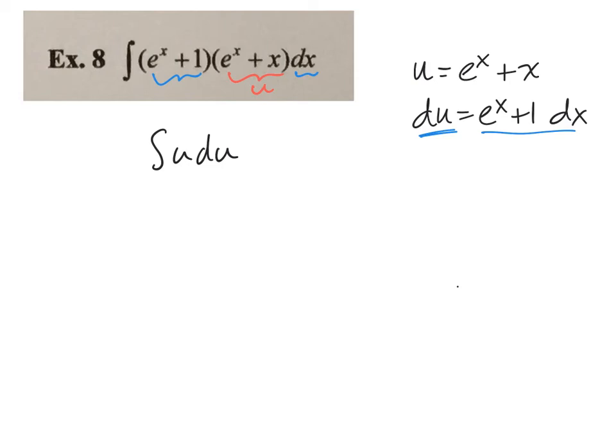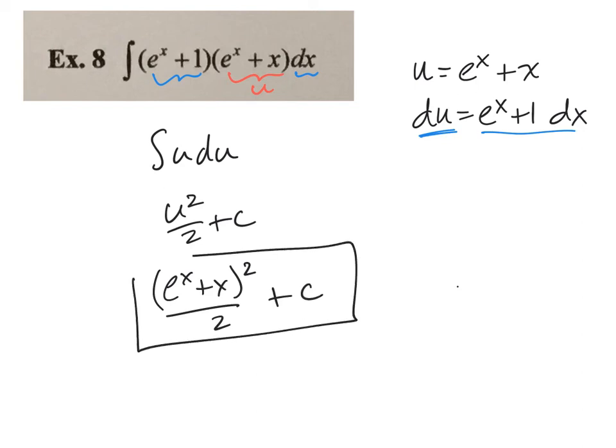And then the antiderivative is simply u squared over 2 plus c. And then the last thing we need to do is go back and replace this u with e to the x plus x. So instead of u squared, we'll write e to the x plus x parentheses squared all over 2 plus c for our final answer.